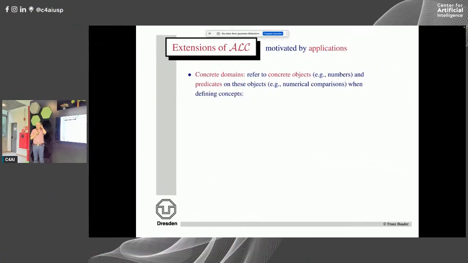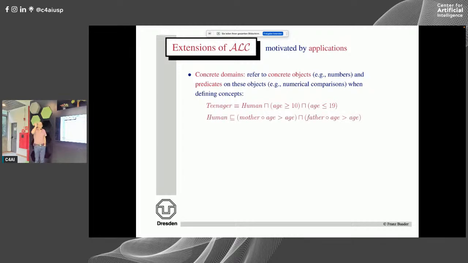One was concrete domains. When defining concepts, we may want to refer to concrete objects, for example numbers and predicates on these objects. This is like in databases, in your queries, you want to have what's called built-ins. You want to be able to use numbers and comparison of numbers. Here's a simple example. I could define the concept of a teenager as a human whose age is at least 10 and at most 19. Here, age refers to the age of a person, and it can compare the age of a person to some number.